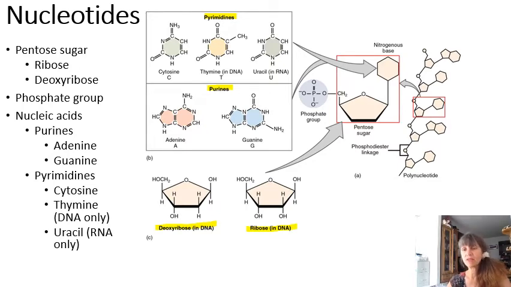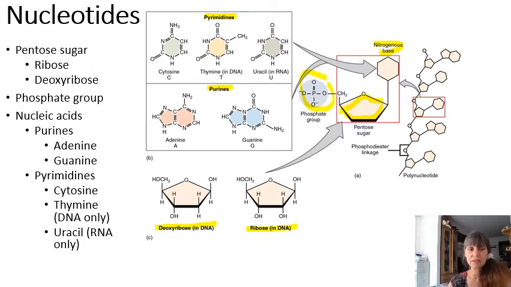So here we have our nucleotides linked together with a phosphodiester link, and here we have our pentose sugar, our phosphate group, and our nitrogenous base.